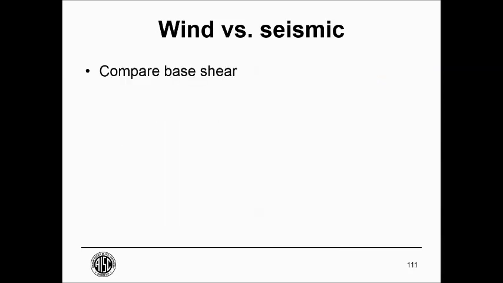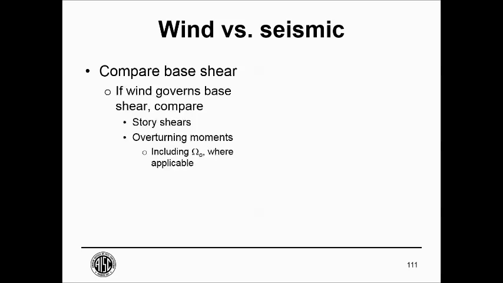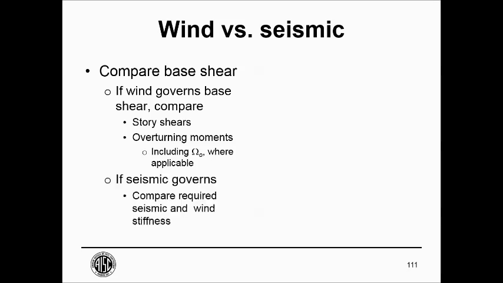So to figure out the most effective way to design, we want to compare the wind base shear with the seismic base shear at strength level. If wind base shear governs, you're not done. You still need to check the story shears at each level. And even if the story shears for wind govern at each level, check the overturning moments, including with the overstrength factor where it applies. If seismic governs, well, you also need to compare the drift limits or the stiffness requirement to meet the drift limits.